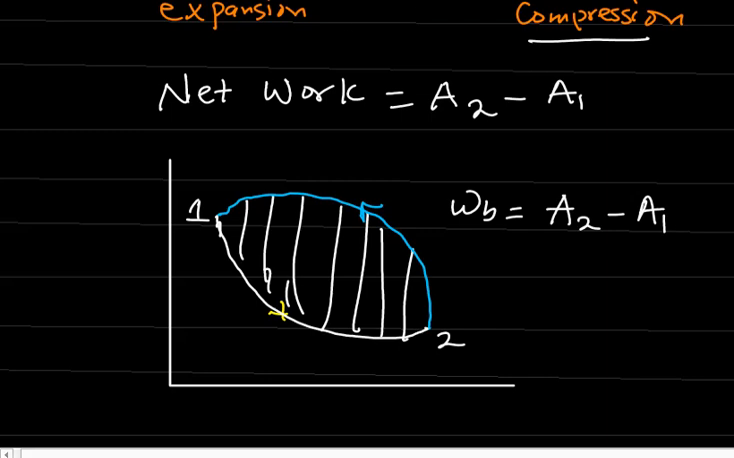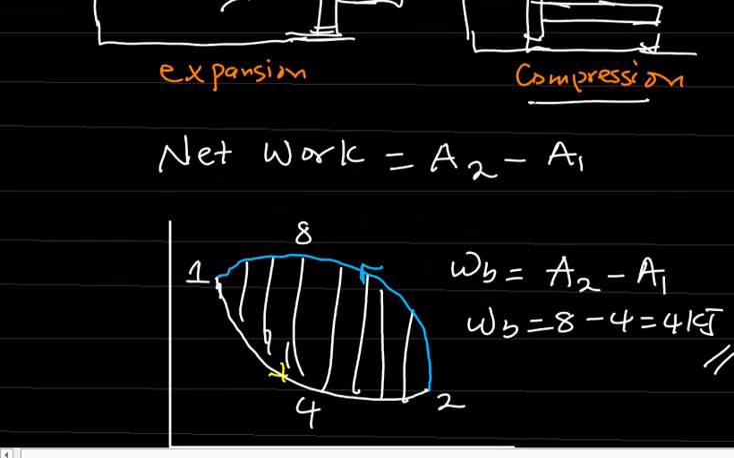So let's say a situation where this right here, A2, is let's say 8 and this is 4. So the net work is going to be 8 minus 4, which is of course going to be 4 kilojoule. I hope that is well understood. Okay, so now this actually shows that we can calculate work by evaluating the area under the graph.